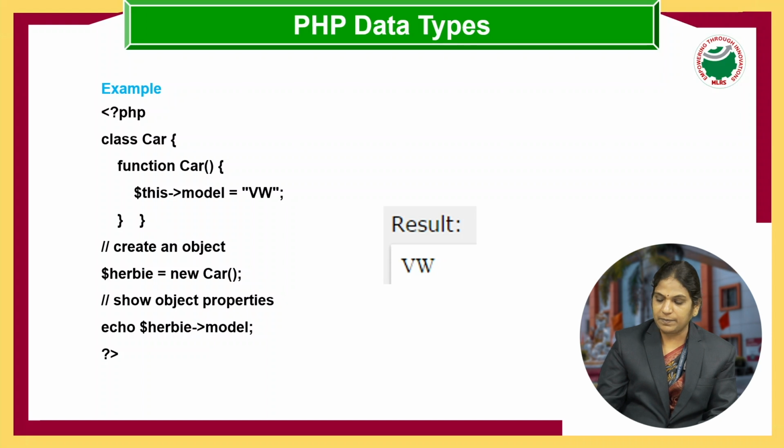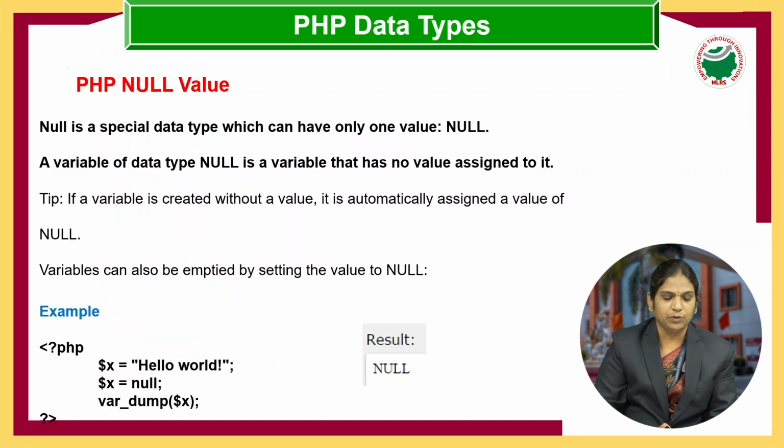And the next data type is the null value. Null is a special data type which can have only one value, that is null. It means it is not holding any value. So a variable of data type null is a variable that has no value assigned to it. If we have not assigned any value to a particular variable, then it is treated as the null data type. So if a variable is created without a value, it is automatically assigned a value of null.